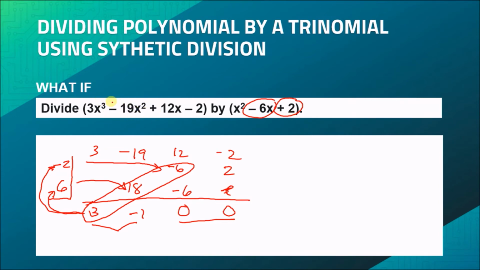And at this point, kung titignan natin ang magiging quotient natin, isusubtract lang natin ito, yung mga degree nila. 3 minus 2, that is 1. So our degree for the quotient should be linear, or degree 1. Ito, 3x raised to 1, or no need to write the 1, and then minus 1. So our final answer, or final quotient is 3x minus 1.